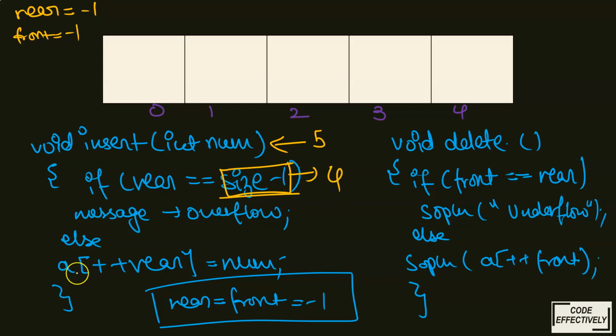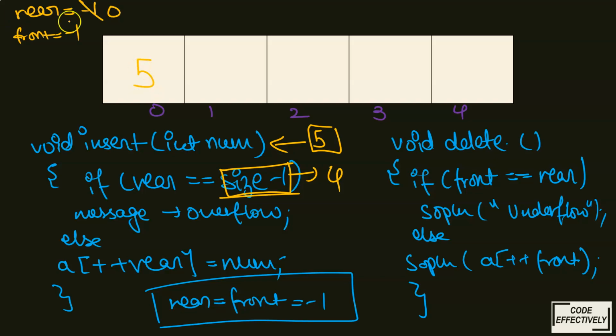So what we will do? a[++rear] equals num. What does this signify? Plus plus rear, so the value of rear will now be 0. So a at 0 is equal to num. If the value of num we have input is 5, we will get 5 here.